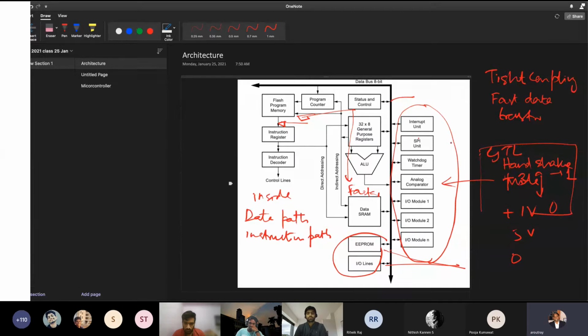So what is the advantage of keeping the logic voltage levels reduced? Puducherry sir, what is your answer? Puducherry sir, you are not audible. Please. Yes, sir. What is the advantage of keeping the voltage levels reduced? So write down everything, whatever I'm saying. It is not there in the manual, but actually you have to understand this. What is the advantage of keeping voltage levels reduced?